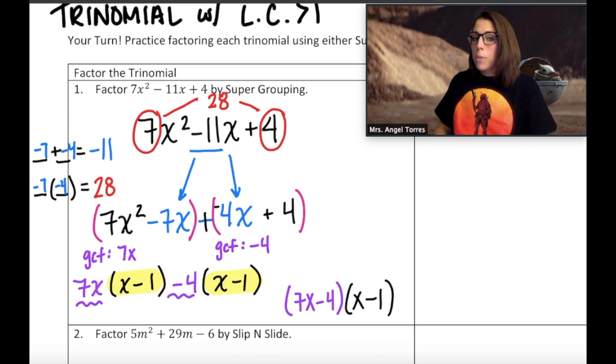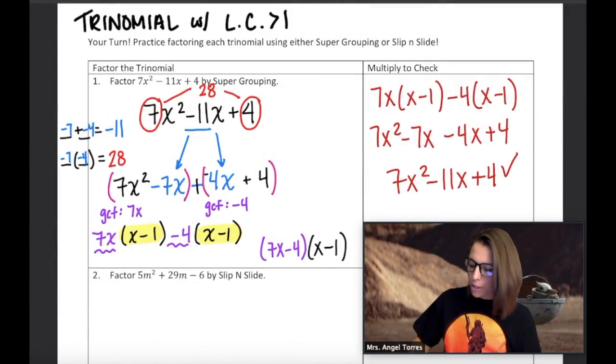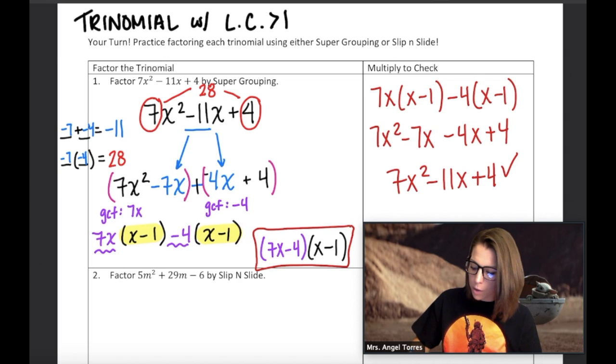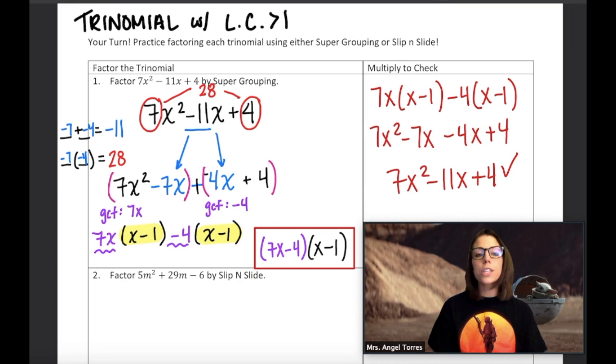Now, before we can put the box around our answer, let's go ahead and multiply to check using either double distribute or the box method. It does appear that our check works out, so we know that 7x minus 4 times x minus 1 is the correct factored form of the trinomial that we started with.